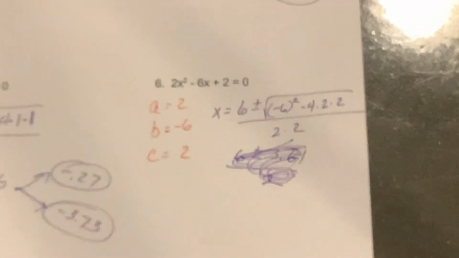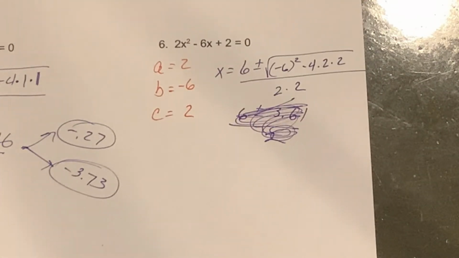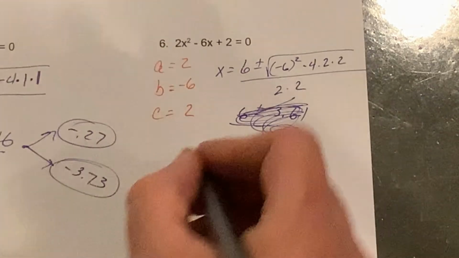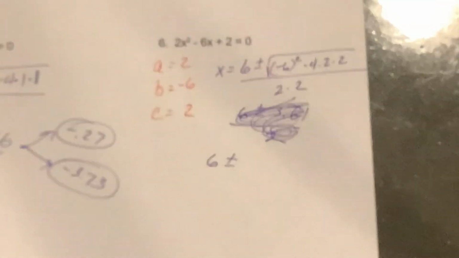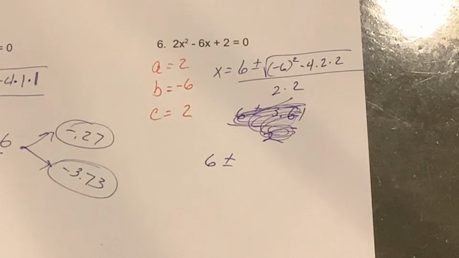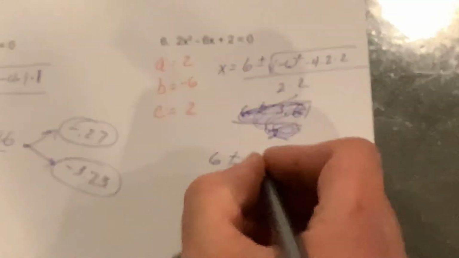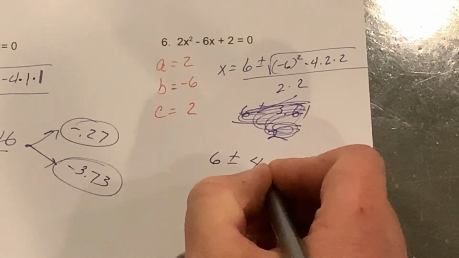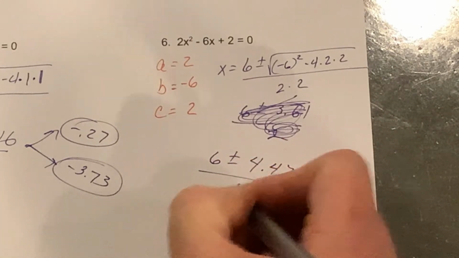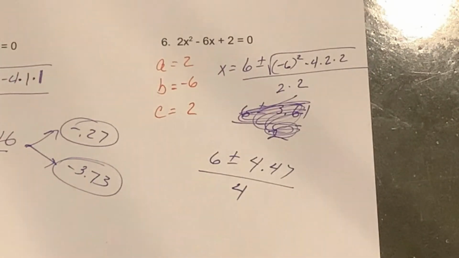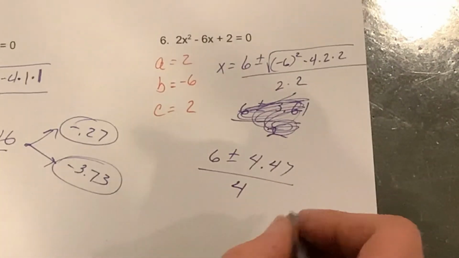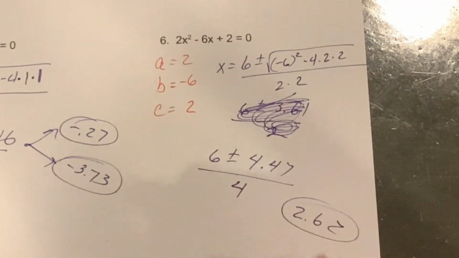And then number 6, I started to write down here earlier when I messed up. So we're going to do this. We're going to get 6 plus or minus. Now, when we take the square root of negative 6 squared minus 4 times 2, we get whatever the square root of 20 is, and that's 4.47. So it's 6 plus or minus 4.47 all over 4 this time, because 2 times 2 in the denominator, and we get one answer of 2.62 and the other answer of 0.38.